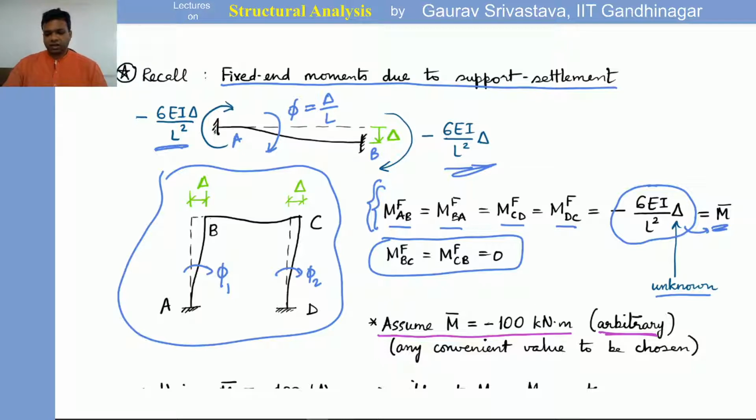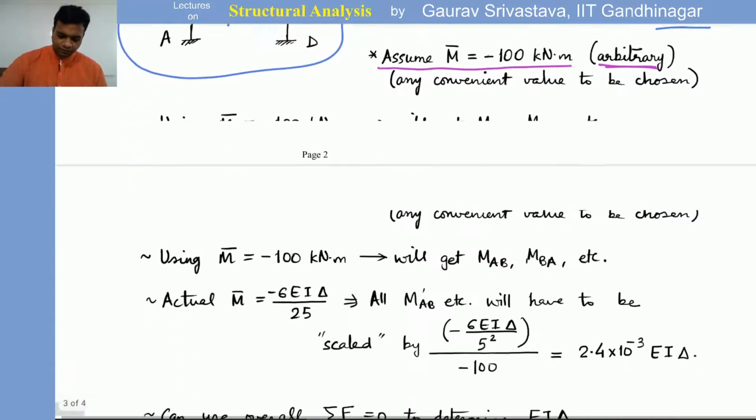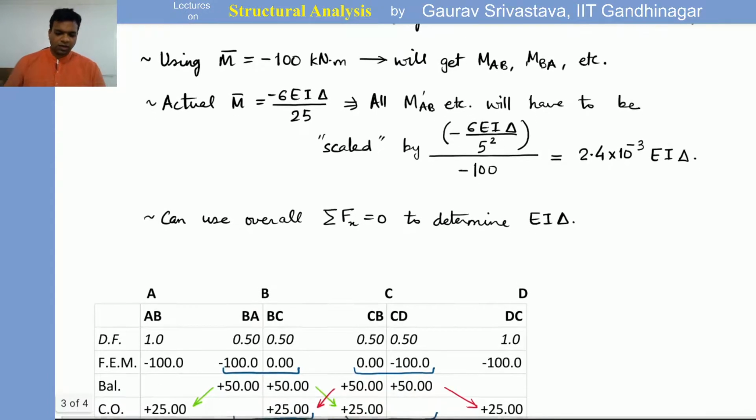Okay, and the consequences of choosing this number will become clear later, and we will see how this can be leveraged. So we choose any convenient value for this m bar, which is the friction moment due to sway. It is actually unknown, but we have assumed some number. Now if we start with these set of friction moments m bar, which we have assumed to be minus 100, we can again carry out the moment distribution table, right?